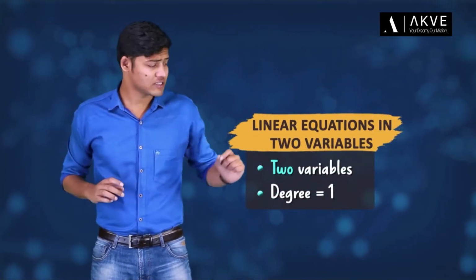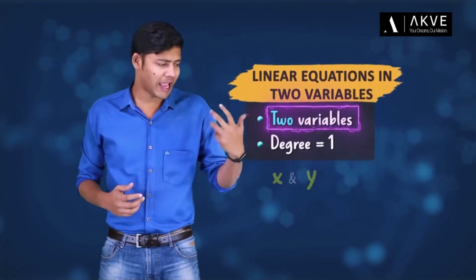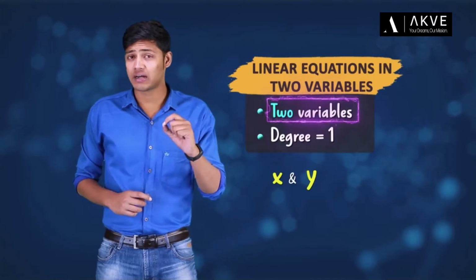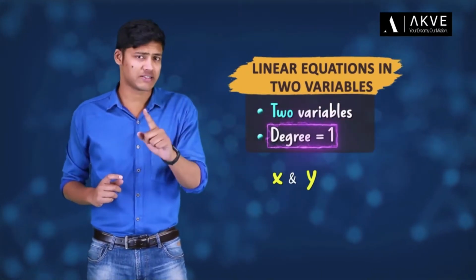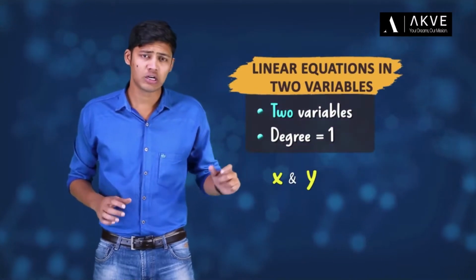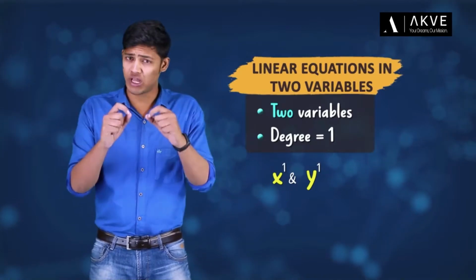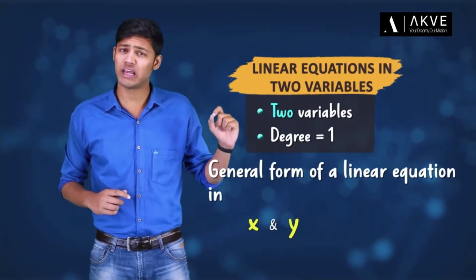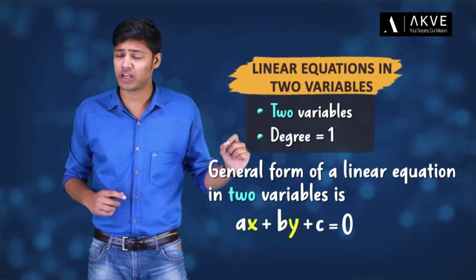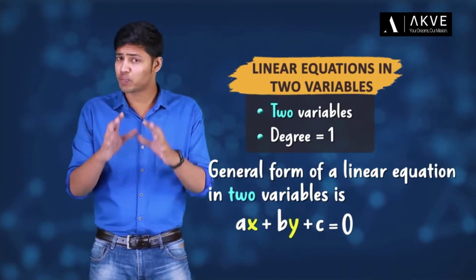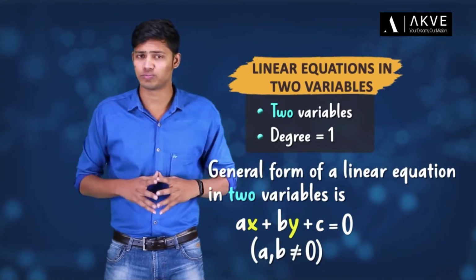In linear equations in two variables, there must be two variables, let's say x and y. And the degree of this equation is still 1, which implies that both the variables should be raised to the highest power of only 1. So therefore, the general form of a linear equation in two variables will be ax plus by plus c equal to 0, where both the coefficients a and b should never be equal to 0.